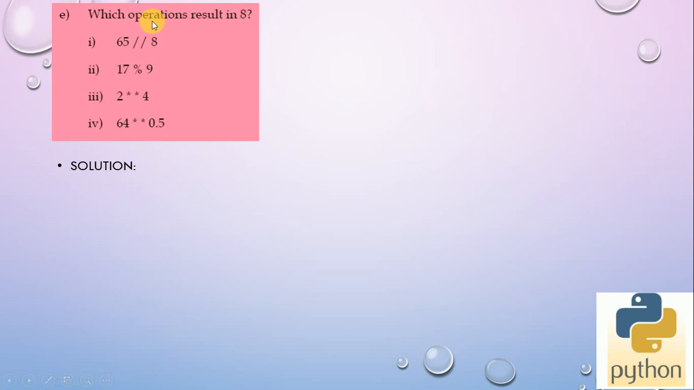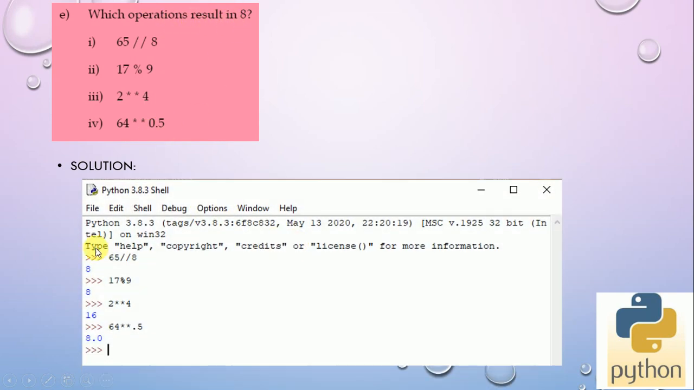Next question. Which operations result in 8? Let's check. Here 65 integer division 8. So 65 is divided by 8 and we are taking only the non-decimal number. So the answer is 8. We got 8 here. And 17 modulo 9. We are taking the remainder only. We are getting 8 here.